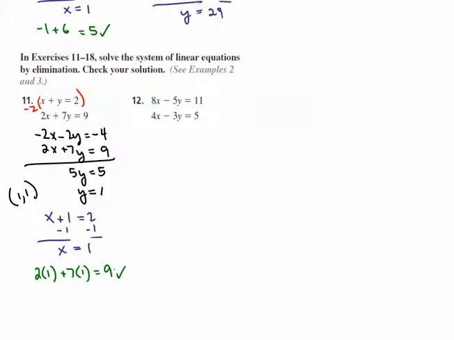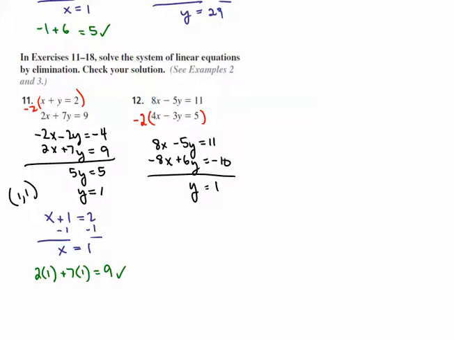Number 12. For number 12, we are going to need to multiply the bottom equation by negative 2 this time. When we do that, I'll rewrite the top equation. 8x minus 5y is equal to 11. Bottom equation, negative 8x plus 6y is equal to negative 10. Adding down, I get y is equal to 1.